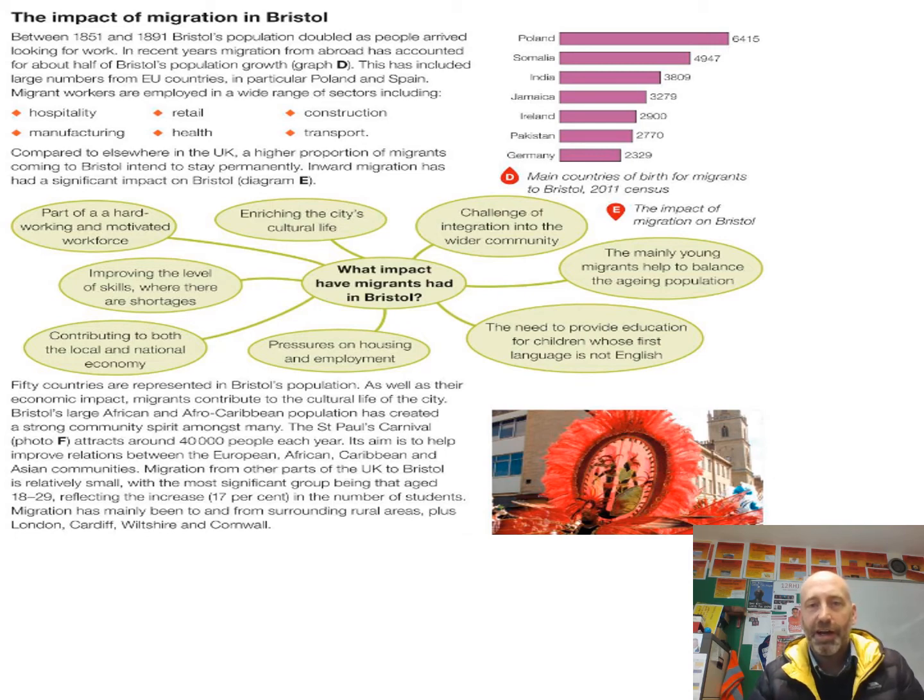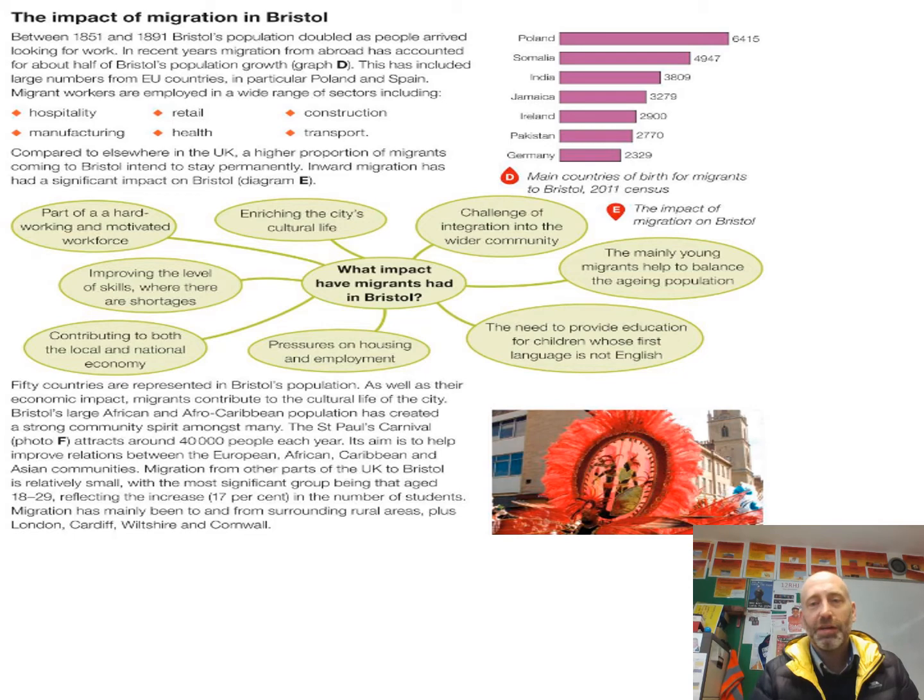So on this slide here, if you take some time to read it through, it also talks about some of the impacts that migration and migrants have had on the city of Bristol. Now those impacts can be positive, things such as enriching the city's cultural life, but they can also be negative. So an increased number of migrants can put pressure on housing. If those migrants come from places where English isn't the first language, then obviously that makes education difficult. You might need to employ teachers or TAs who speak additional languages. So that can be a negative.